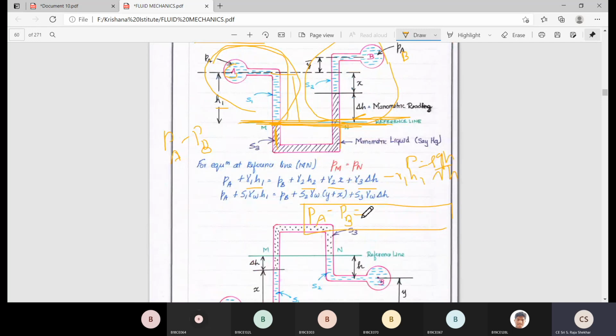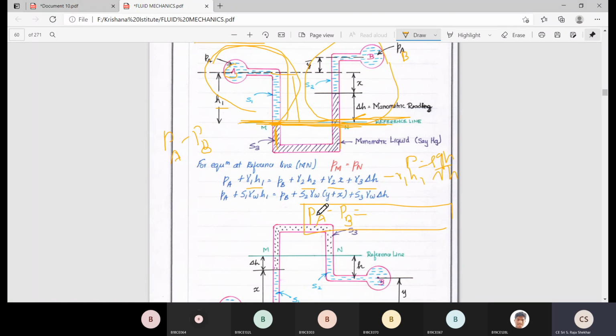Now what is the use? Do you know the pitot tube? What is the use of pitot tube? So pitot tube is used to measure the velocity of flow.